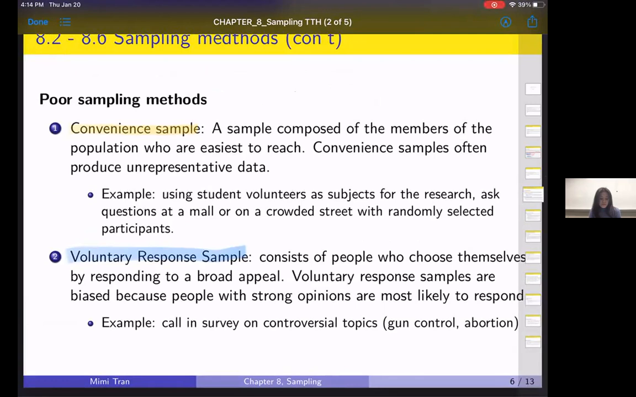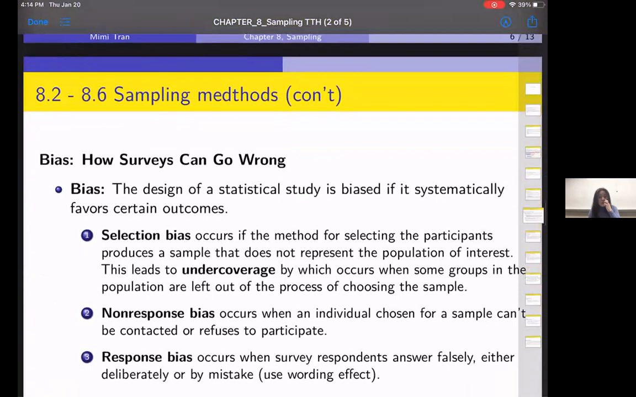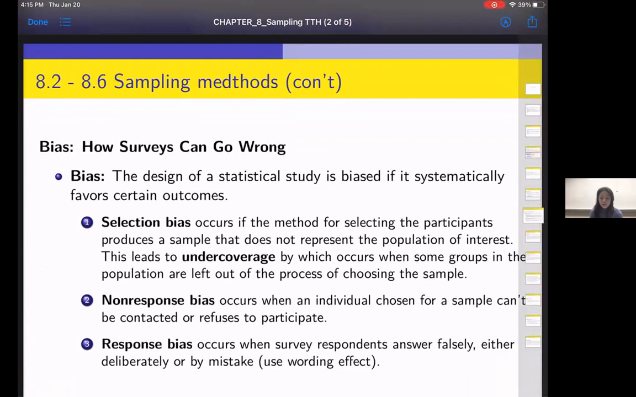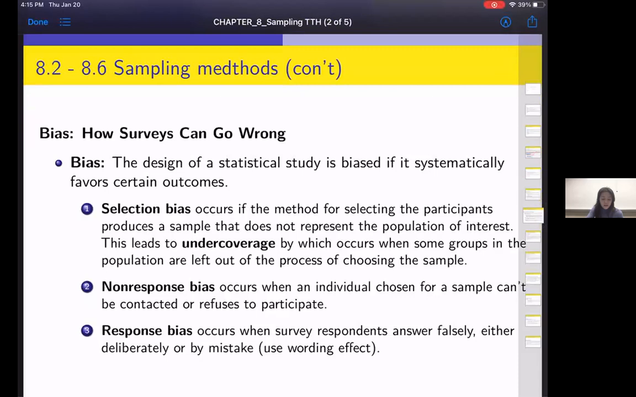Bias: how surveys can go wrong. The design of a statistical study is biased if it systematically favors certain outcomes. There are three types of bias we're going to take a look at here. The first one is selection bias. It occurs if the method for selecting participants produces a sample that does not represent the population of interest.